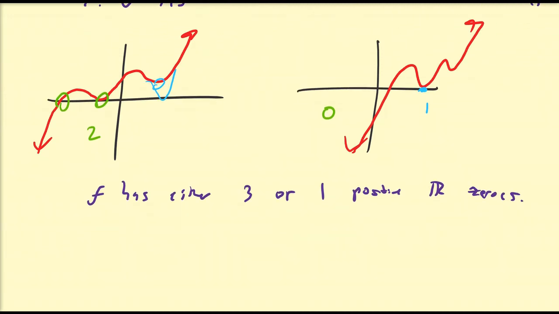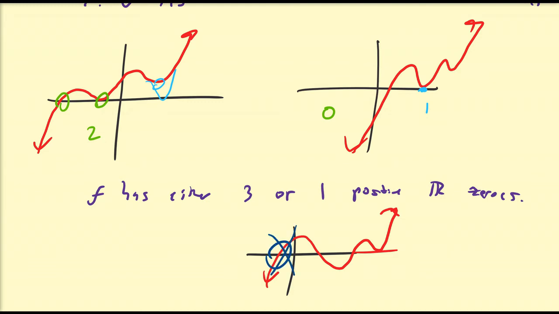Now, what about the other case? If it has 3 positive real zeros, what would that look like? If that's the case, that means we have 1, 2, 3 positive zeros and a single negative one. So is this possible? The correct answer is no, this is not possible because according to Descartes' rule of signs, you can either have 2 or 0 negative real roots. You cannot have only 1. So therefore, this graph is not a possible case for this polynomial function.